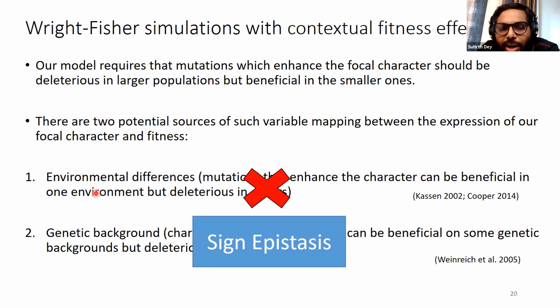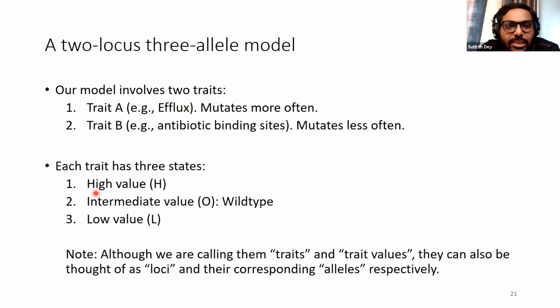And the second one will work if and only if we have sign epistasis, which means that the same mutation is going to have a positive fitness effect in one genetic background and a negative fitness effect in another genetic background. So to study this, we came up with a very, very simple two locus three allele model. So our model has two traits, call them trait A and trait B. Trait A is the one that we are going to focus on, and in the context of our experiment it is analogous to efflux.